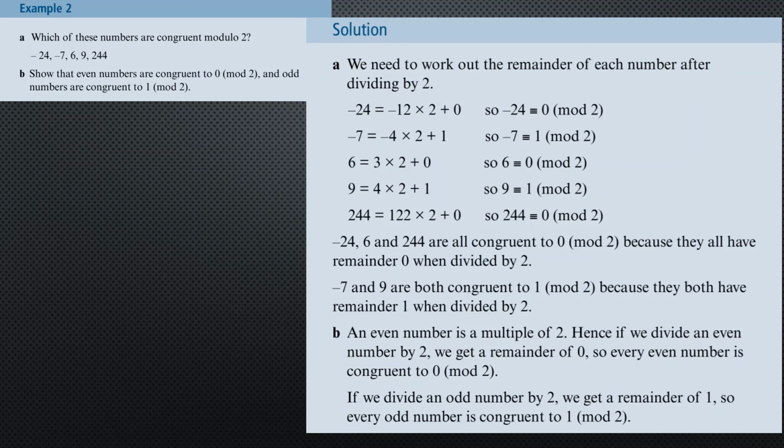All the even numbers are multiples of 2, so when you divide them by 2, you get a remainder of 0. So they're all congruent to 0 mod 2. On the other hand, with odd numbers, if you divide them by 2, you'll always get a remainder of 1. So every odd number is congruent to 1 mod 2.